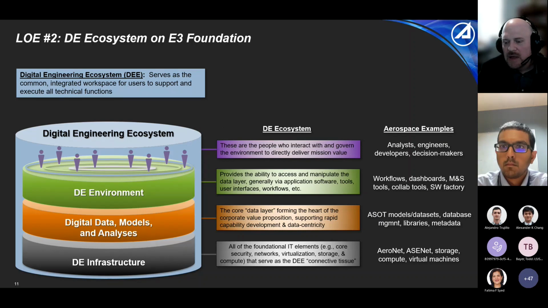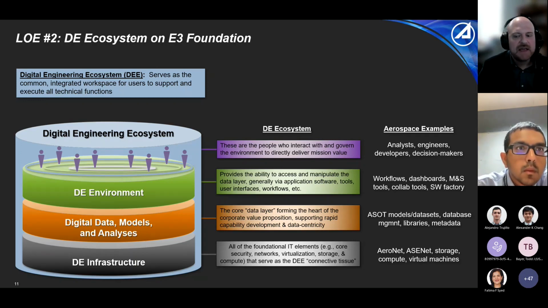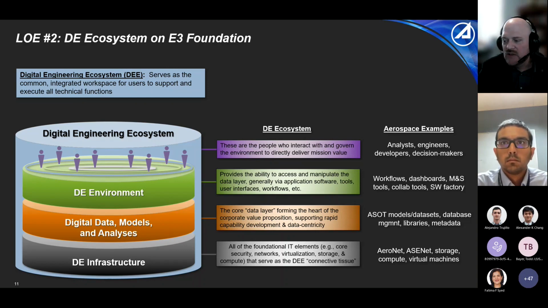Here's another view of our ecosystem and how we think about it in terms of scope. On the left, you see this figure that is something we call the cake chart. You can see the layers that comprise the digital engineering ecosystem. At the bottom, we have the infrastructure itself, all the foundational IT elements. It's our local networks at various classifications, the storage and compute, virtual machine capability that provides that basic infrastructure. And then above that is this data layer.